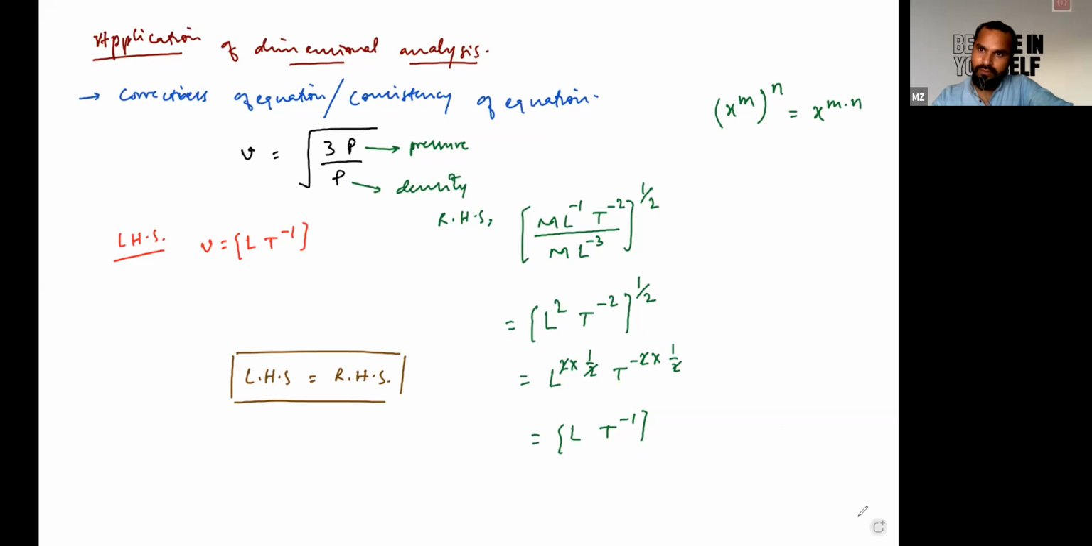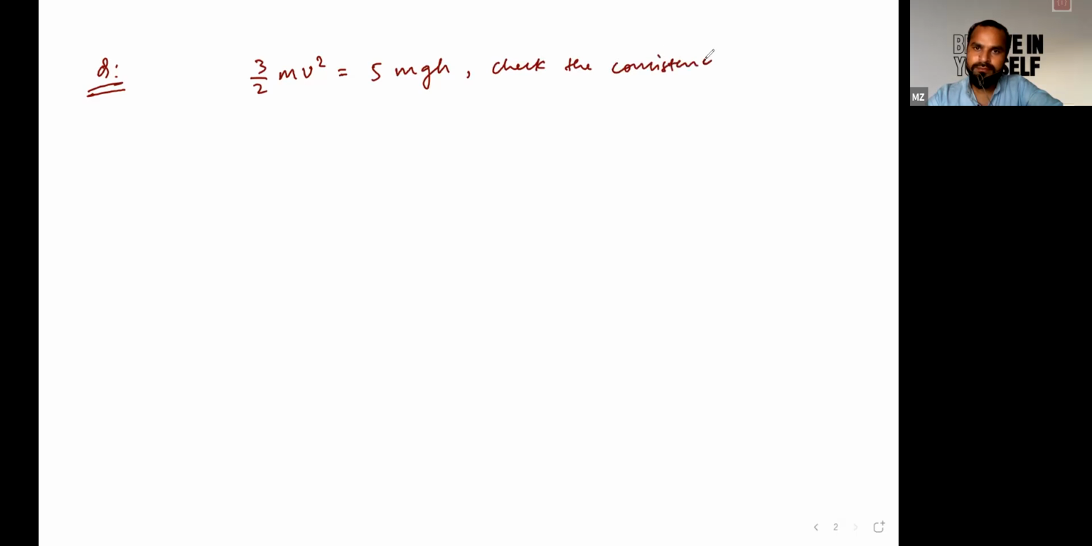Okay. I'm giving you one problem. Suppose there is an equation: 3 by 2 m v squared equals 5 times m g h. Check whether this particular equation is dimensionally correct or not. Check the consistency of the equation. Try to define whether the dimensions of the left-hand side and right-hand side are equal or not.